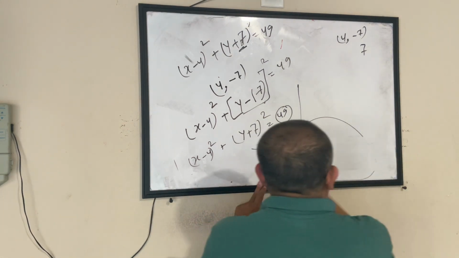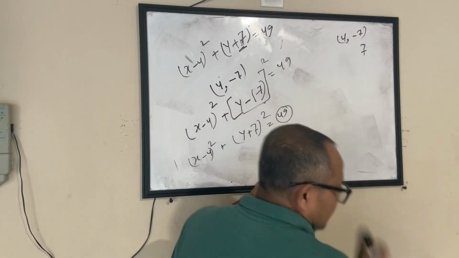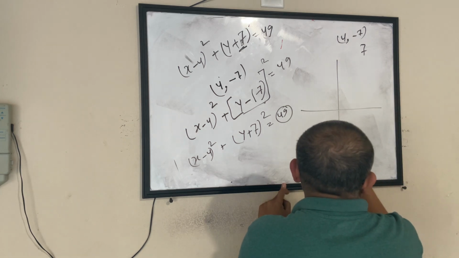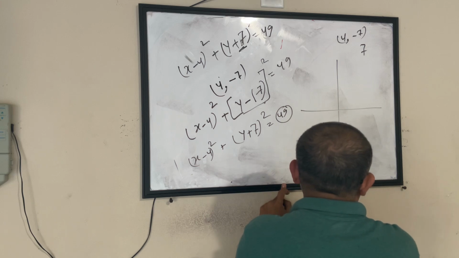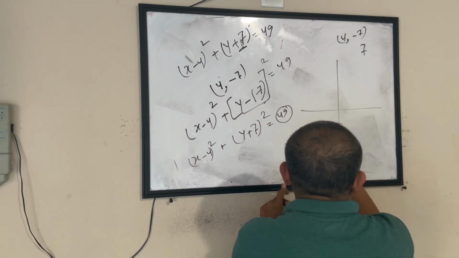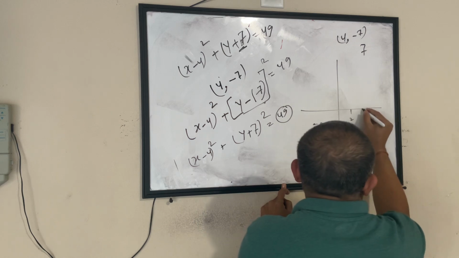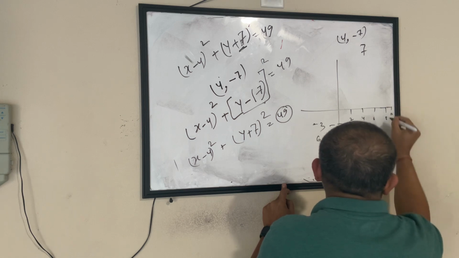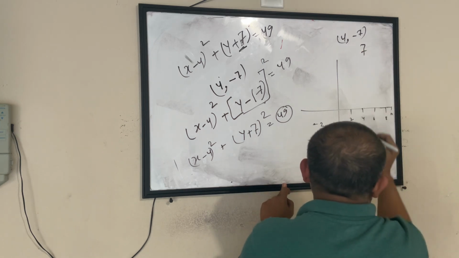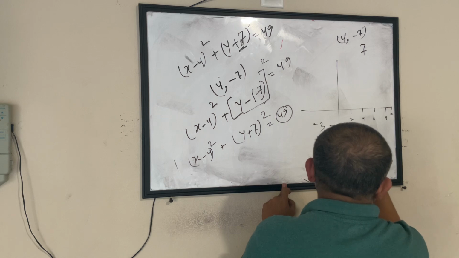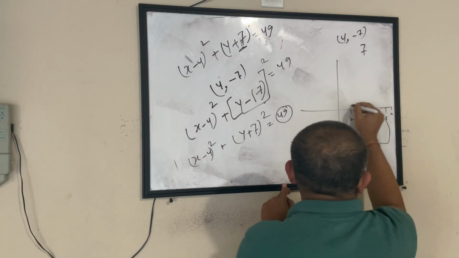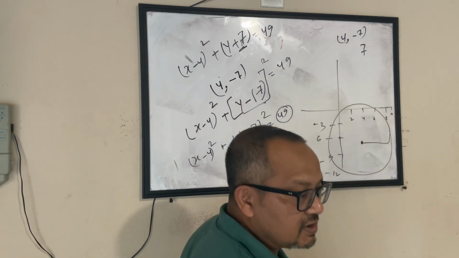So basically, this is my coordinate plane: 3, 6, 9, 12, and 2, 4, 6, 8, 10. So 4, minus 7 is here. This is my center, and the radius is 7. So it goes like this. This is the circle we are talking about.